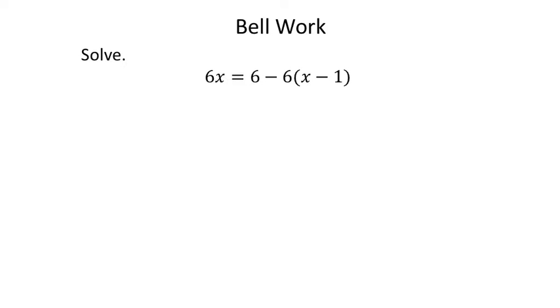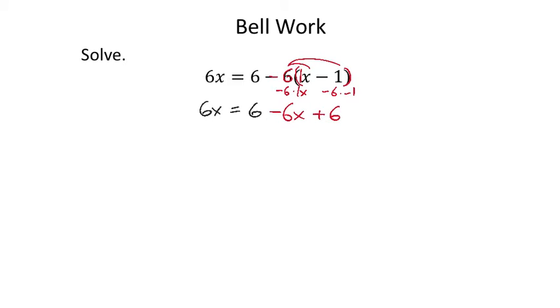For our bell work today, we do see some parentheses there, so we are expecting some distribution. Just be careful because this is distributing actually a -6, not +6. So that's, I'm gonna make that 1x, but that'd be -6 times 1x's, which would be -6x's. And then also we have -6 times -1, which is +6. So everything else stays the same. 6x equals the 6 minus 6x plus 6.